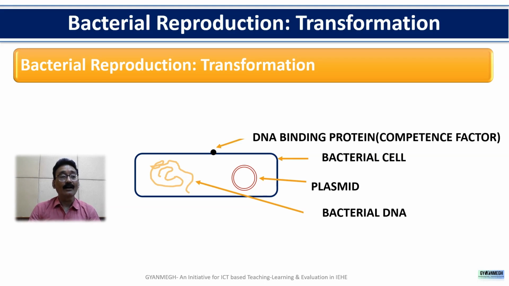Transformation is possible only when bacterial cells are able to take up extracellular DNA fragments and incorporate them into their genome. Calcium ions help neutralize the negative charge of the DNA molecule, making it easier for it to pass through the bacterial cell membrane during transformation. So the bacterial cell membrane becomes permeable.